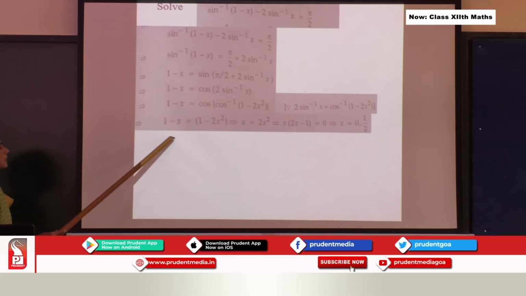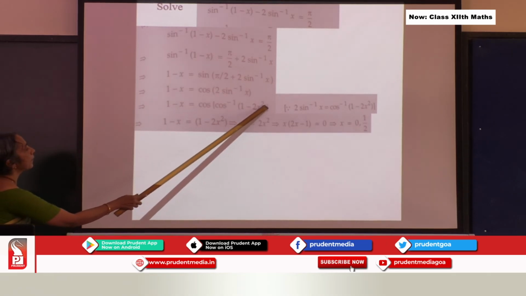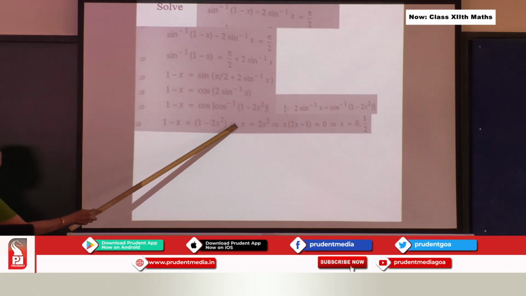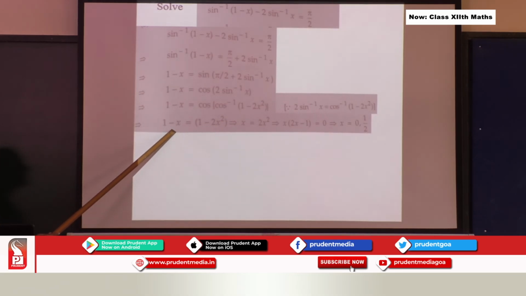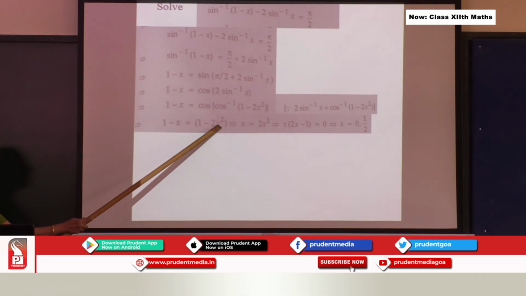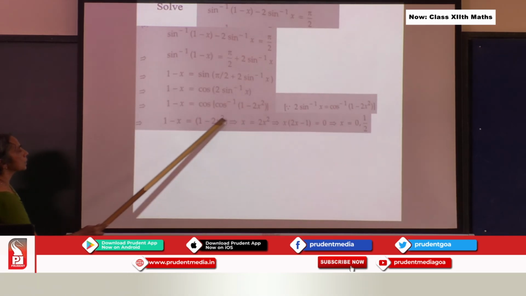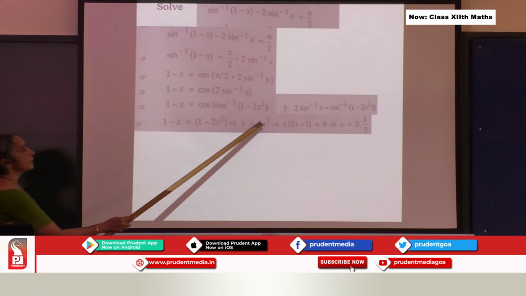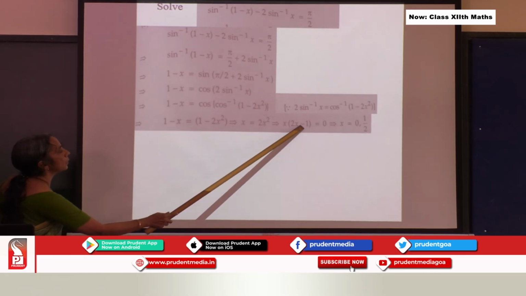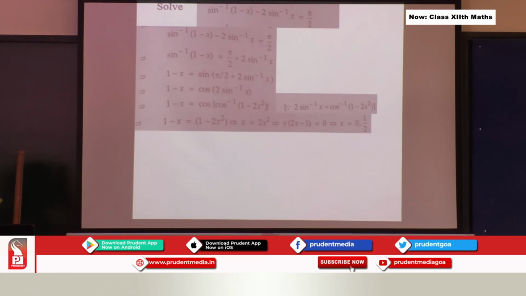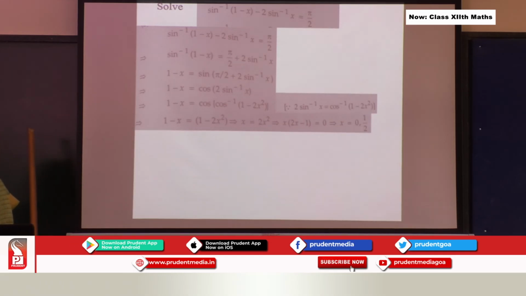Then 1 minus x, we can take it as cos of cos inverse of 1 minus 2x square, which is 1 minus 2x square. So 1 minus x is 1 minus 2x square, or x is equal to 2x square, 1 and 1 get cancelled. So x can be taken common, you take it to the same side, and you get x into 2x minus 1 equal to 0, x is equal to 0 or half.